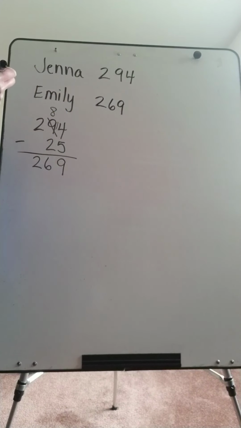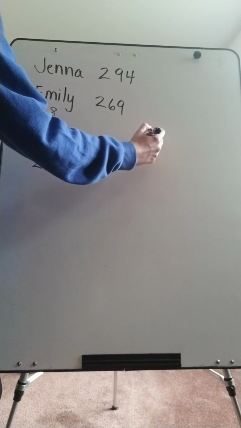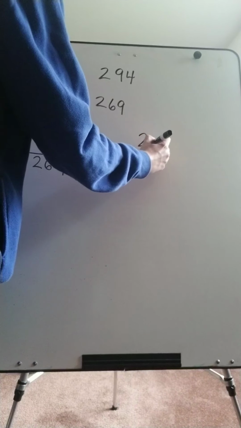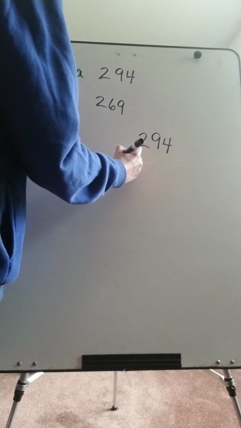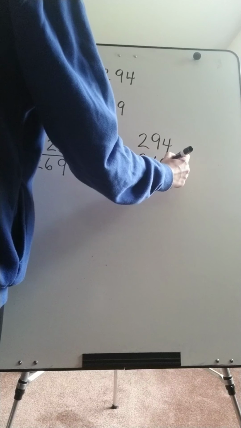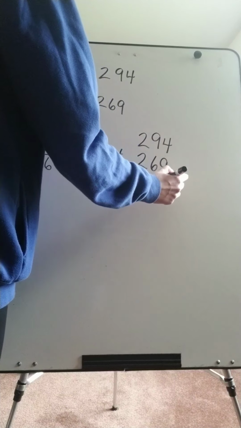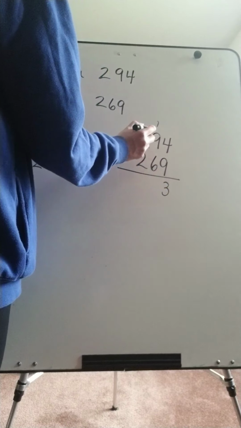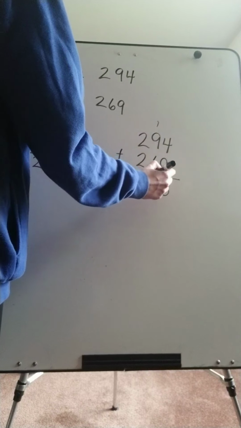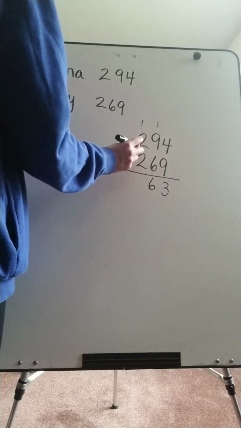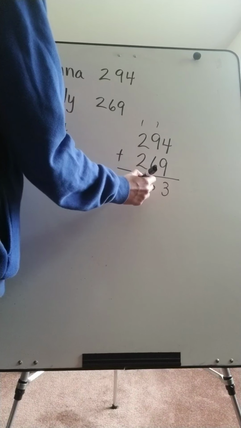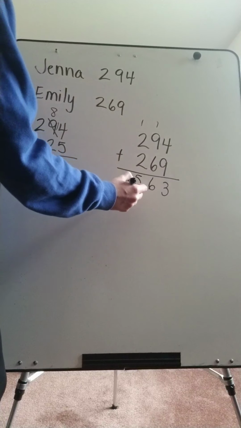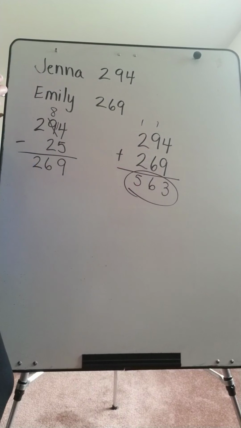But the question is asking us how many coins the girls have in all. So now that we've done the first part, we can figure out how many they have in all by adding 294 plus 269. 4 plus 9 is 13. Carry the 1. 9 plus 1 is 10. Plus 6, 16. 2 plus 2 is 4, plus 1 is 5. So the girls have 563 coins in all. Okay?